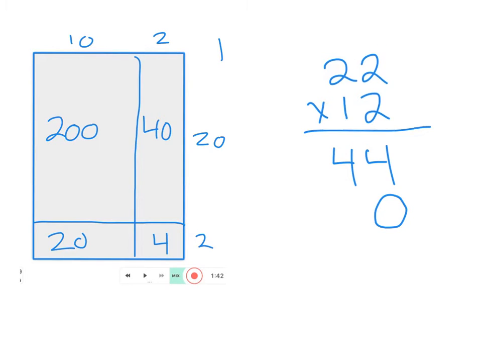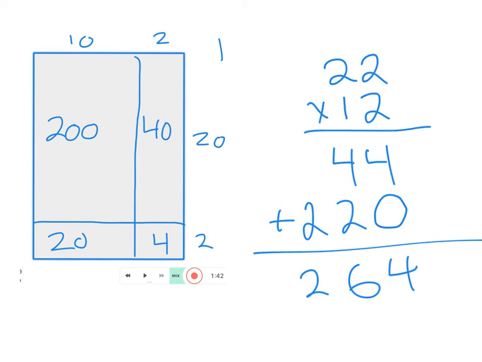And so you do your 2 times your 1, which is 2. This is this place right here because it's 2 ones times 1 ten, which is right here. And then your second 2 times your 1 is 2 again, but that is 20 times 10, which is this piece right here. So I'm going to go ahead and put my 2 numbers here. I got my 2 and my 2. I'm going to add them up. I get 264. No matter how I do this, I get the same answer.